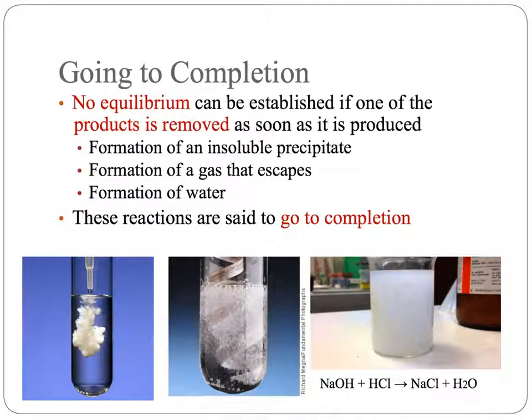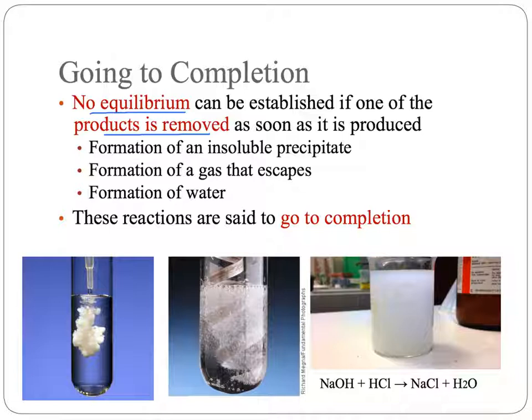The book doesn't use the word going to completion. It just talks about when a reaction cannot reach equilibrium. A more common term to use is to say that a reaction goes to completion, that no equilibrium can establish because of generally one of three things. The overall effect is that the product, or one of the products, is removed as soon as it is produced, and so it is no longer available to take part in a reverse reaction, and therefore equilibrium can't be established where you've got the rates of forward and reverse reactions being equal.